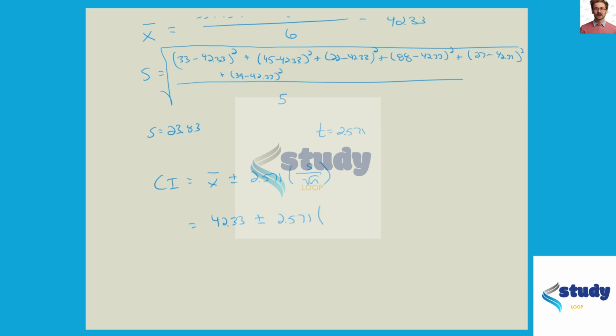Plus or minus 2.571 times the standard deviation of 23.83 over the square root of the sample size of 6. And so the lower boundary will be found from subtracting: 42.33 minus 2.571 times 23.83 over the square root of 6, which is 17.32, to the upper boundary by adding, which is 67.34.